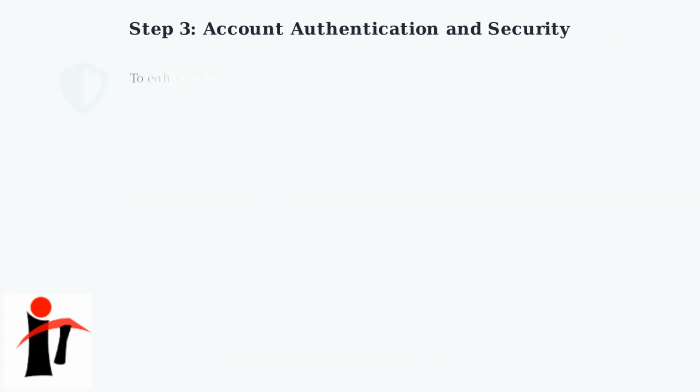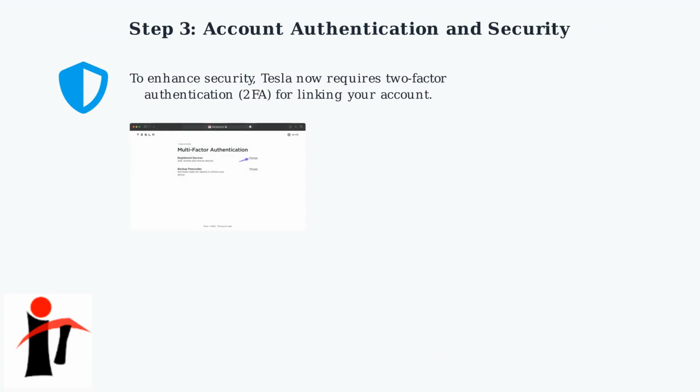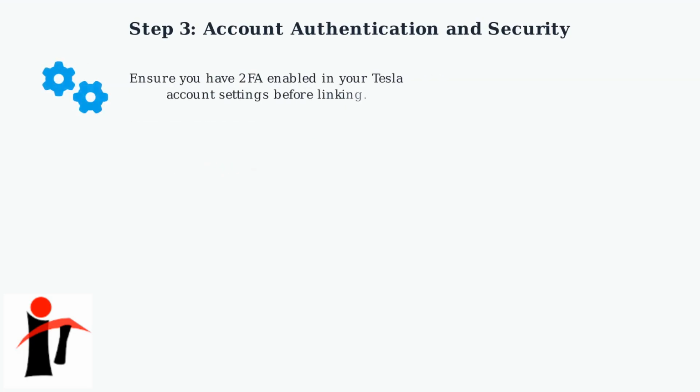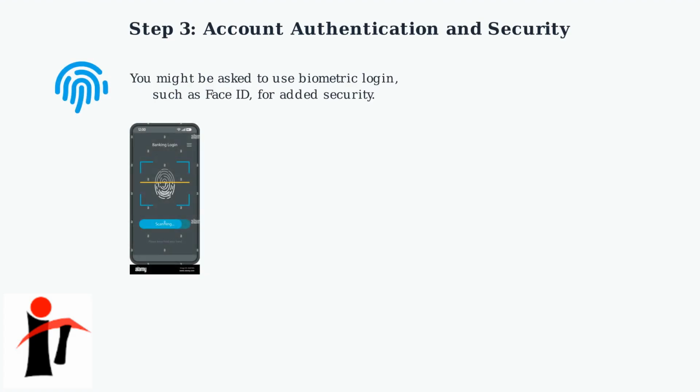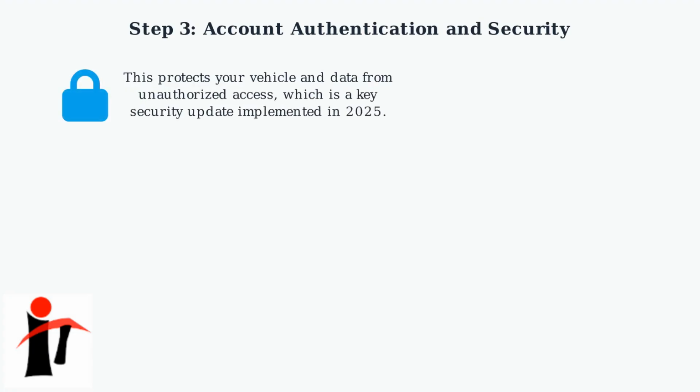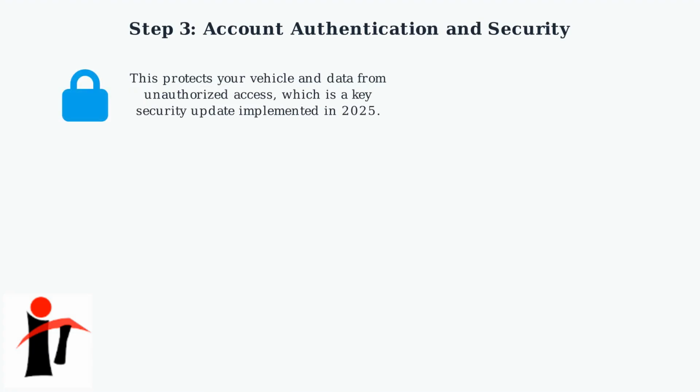To enhance security, Tesla now requires two-factor authentication for linking your account. Ensure you have 2FA enabled in your Tesla account settings before linking. You might be asked to use biometric login, such as Face ID, for added security. This protects your vehicle and data from unauthorized access, which is a key security update implemented in 2025.